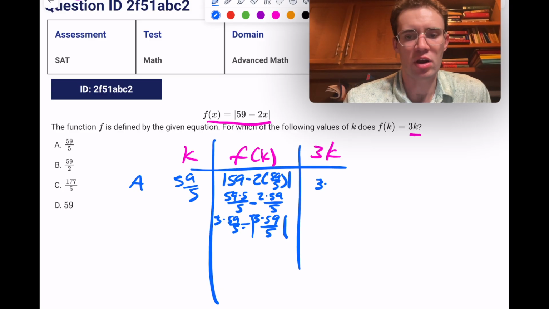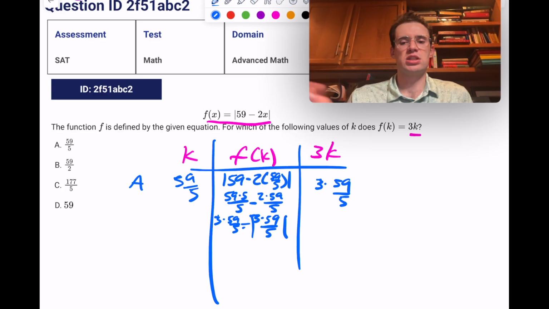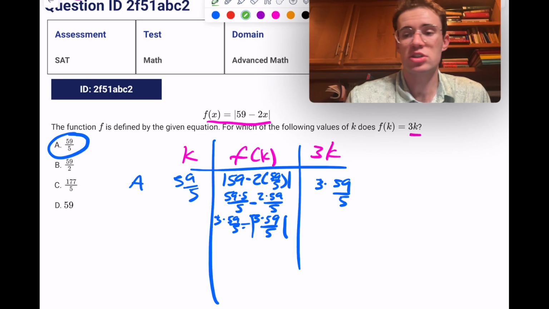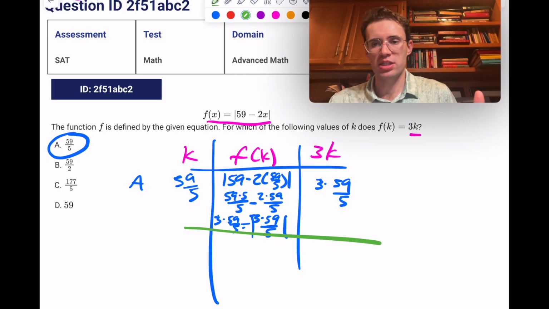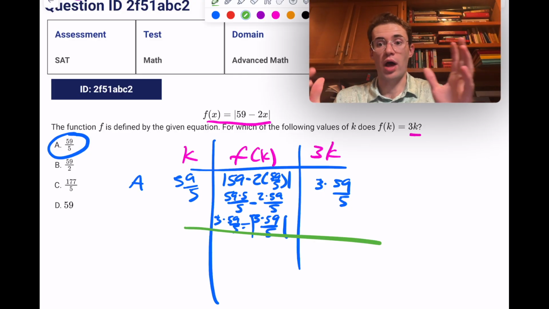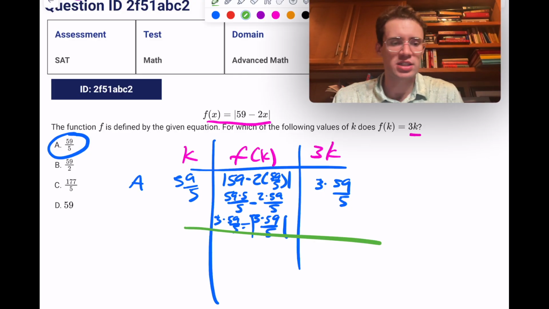We don't even need to figure out what 3 times 59 is. 3 times k is 3 times 59 fifths. So it seems like that's the answer. We could continue filling out the table, just to make sure none of the other ones is true. The SAT only gives actual multiple choice options. They don't give you multiple correct answers. So this is mostly just to check.